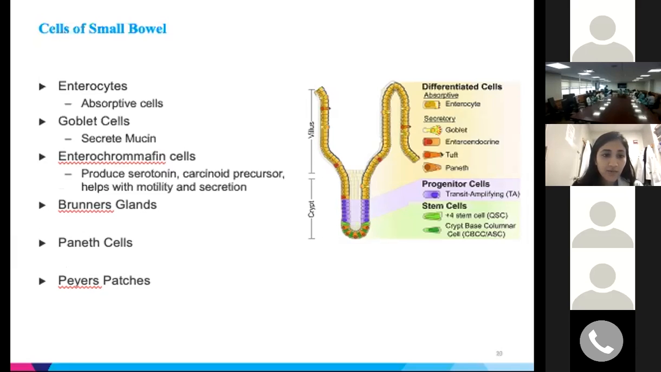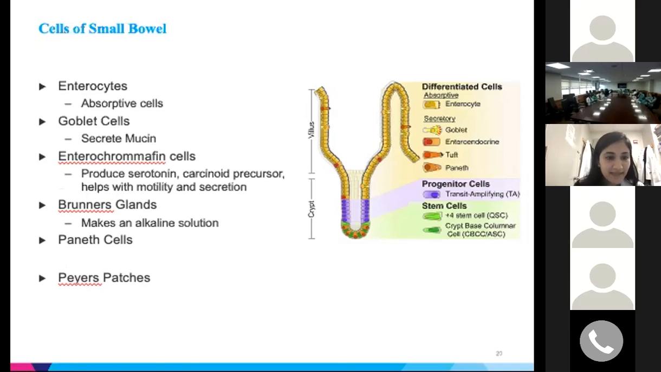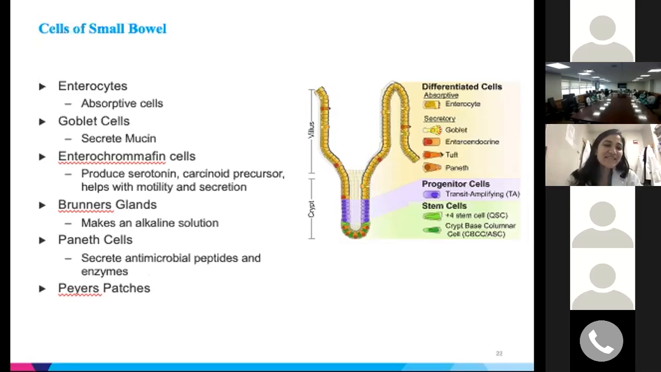So they produce serotonin, and they help with motility and secretion of other neurotransmitters as well. Brunner's glands? They're alkaline producing? Yep, exactly. They make alkaline solution. Paneth cells. They're in the crypts of Lieberkühn? Exactly. They secrete antimicrobial peptides, and they are found in the crypts.